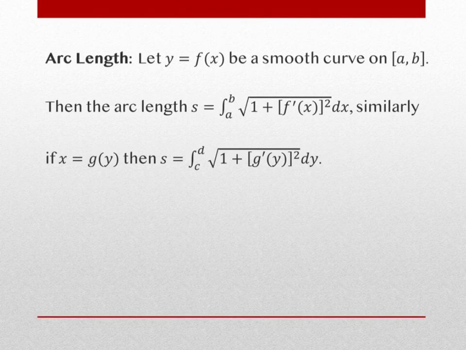So our curve, y equal f of x, if that's our curve, then the arc length is the integral from a to b of the square root of 1 plus f prime of x squared dx. And if we had it defined in terms of y, right, x is equal to g of y, we would have a very similar statement, much like when we were doing our solids of revolution, and it would be the integral from c to d of the square root of 1 plus g prime of y squared dy.